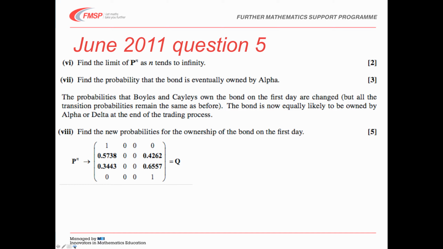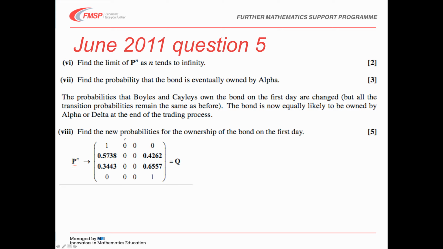Then we've got, again, another standard type thing to ask. The limit of P to the n as n tends to infinity. In this case, all the columns aren't the same because you've got these absorbing states, because we know that the probability is that it's going to end up with either A or D. And rather than writing it all out, I've put it on the page for you to check so that it's nice and clear. This is what happens to P to the n as n tends to infinity.